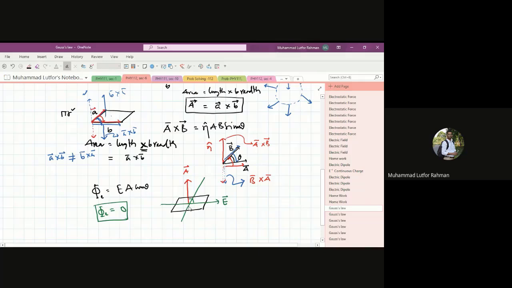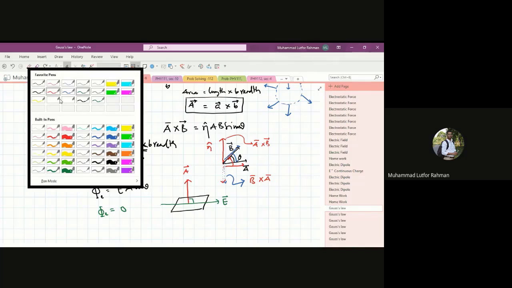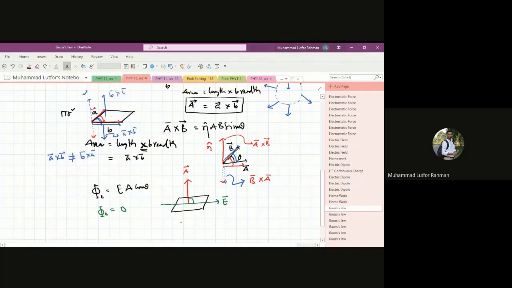I can draw it in 3D. So I'm going to use a different color. So say this electric field line is coming from the lower part, from inside to outside. Then it is basically penetrating that area. So then we can say that this would be the flux, and say the angle it creates with the area is theta. Then we can say that this is the electric flux. We can calculate it using this formula.